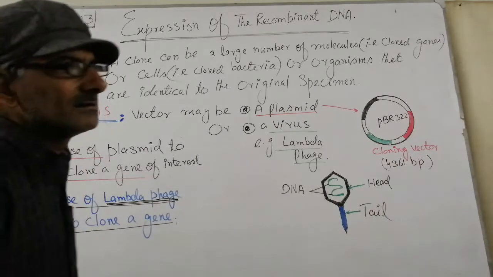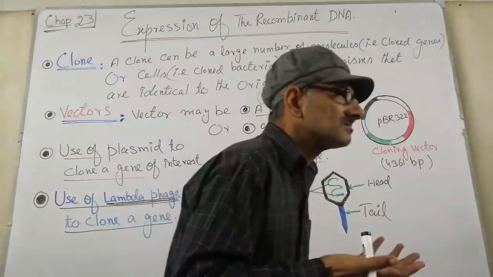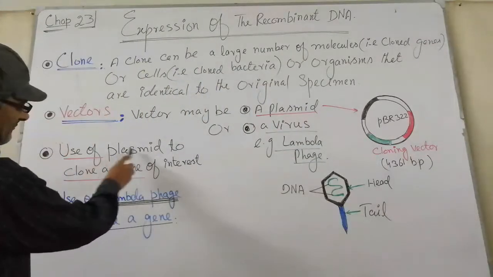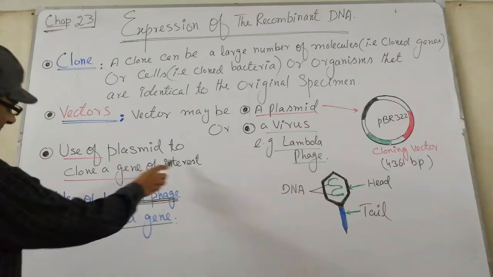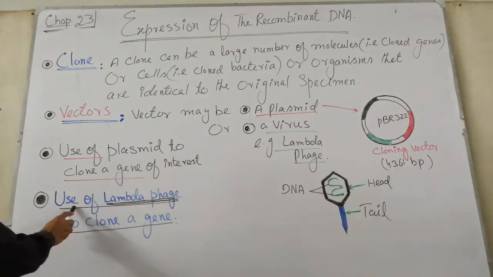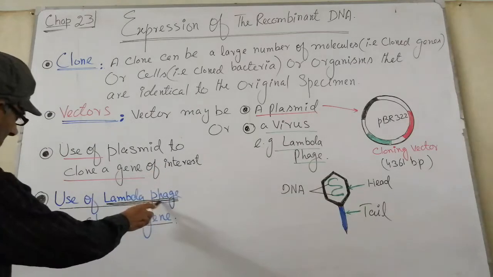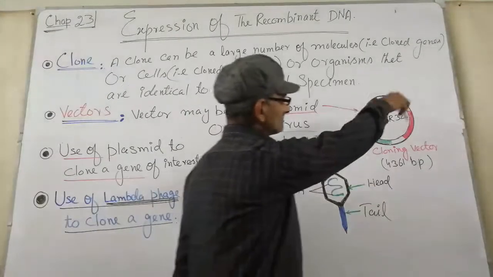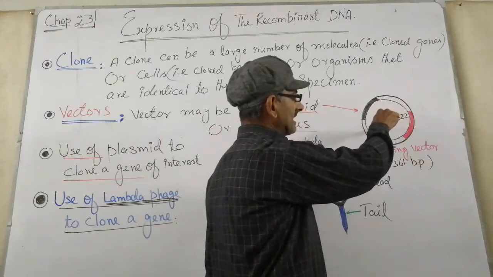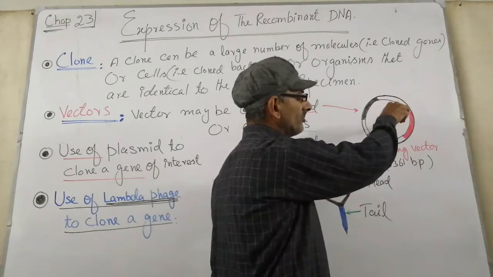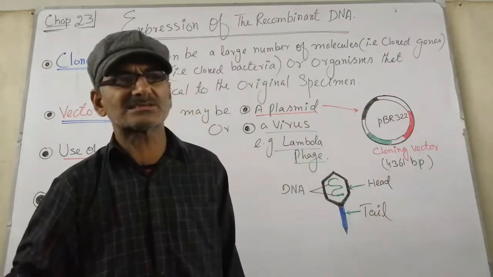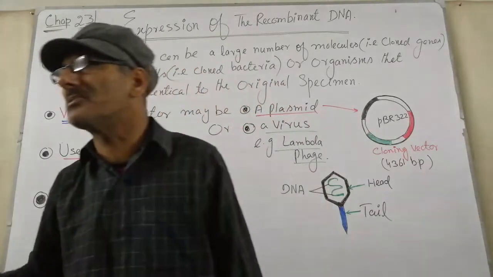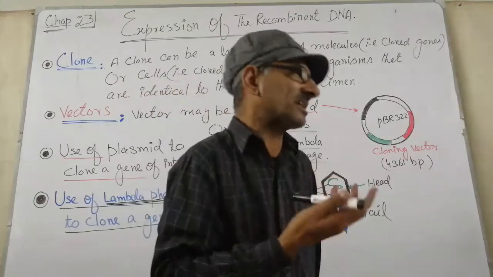In the cloning, we use these two types of the vector. Use of plasmid to clone a gene of interest. And secondly, use of lambda phage to clone a gene. This is the plasmid. This is the pBR322. It is artificially synthesized plasmid which is widely used in the recombinant DNA technology or genetic engineering.